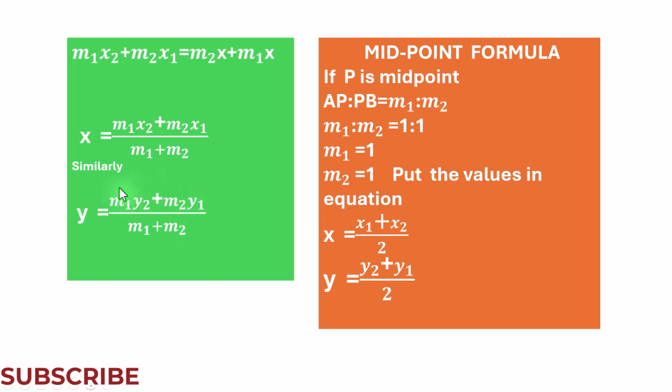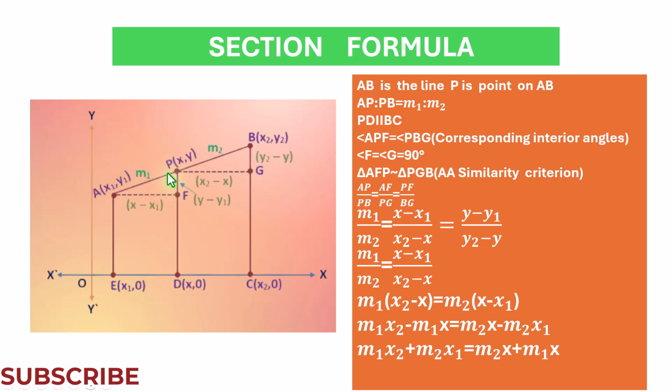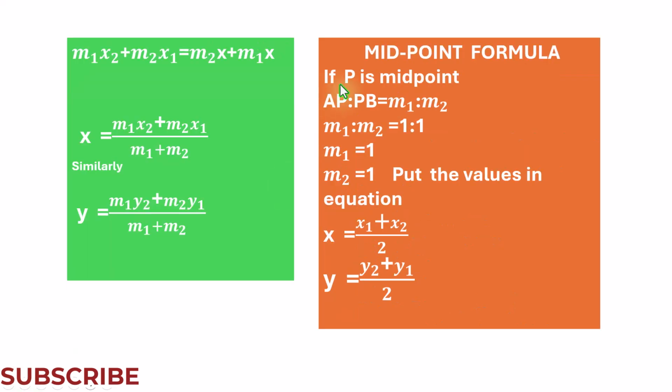This is the section formula. The section formula gives the coordinates x and y of the point dividing the line in the ratio m1 and m2. Midpoint formula: if P is the midpoint, m1 is to m2 is equal to 1 is to 1, so m1 is 1 and m2 is 1. Here m1 plus m2 is 1 plus 1, which is 2. 1 into y2 is y2 only, 1 into y1 is y1 only, 1 into x2 is x2 only, 1 into x1 is x1 only, over 2.